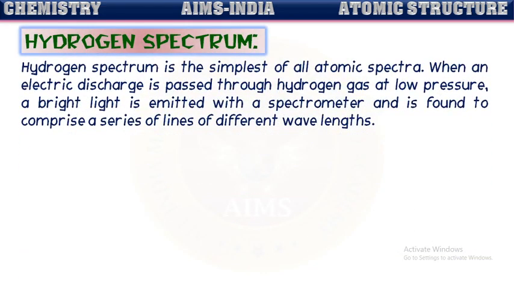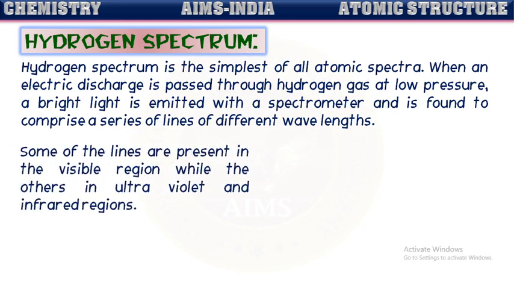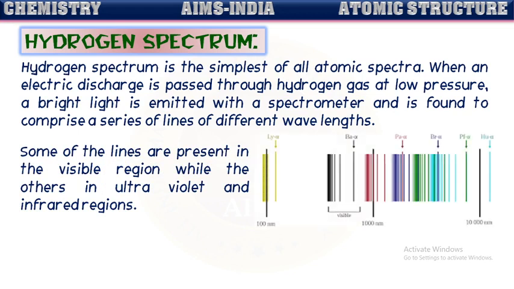Hydrogen spectrum is the simplest of all atomic spectra. When an electric discharge is passed through hydrogen gas at low pressure, a bright light is emitted. With a spectrometer, it is found to comprise a series of lines of different wavelengths. Some of the lines are present in the visible region, while others are in the ultraviolet and infrared regions.